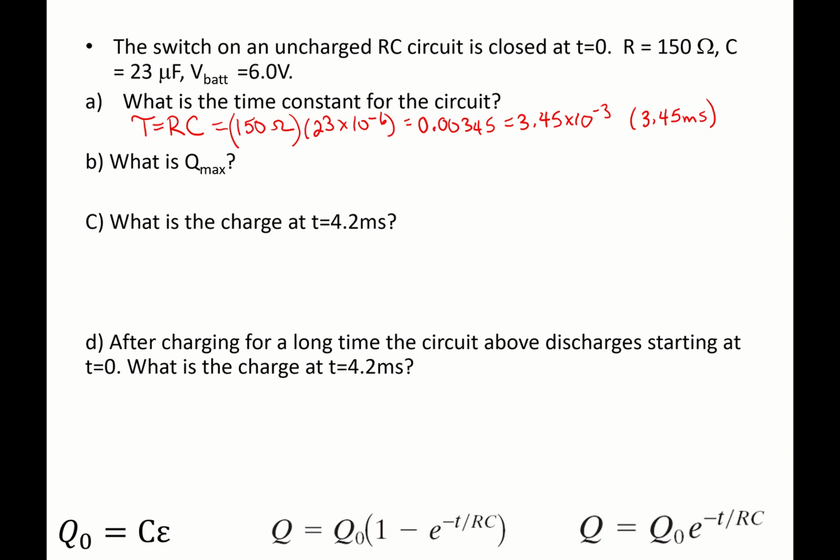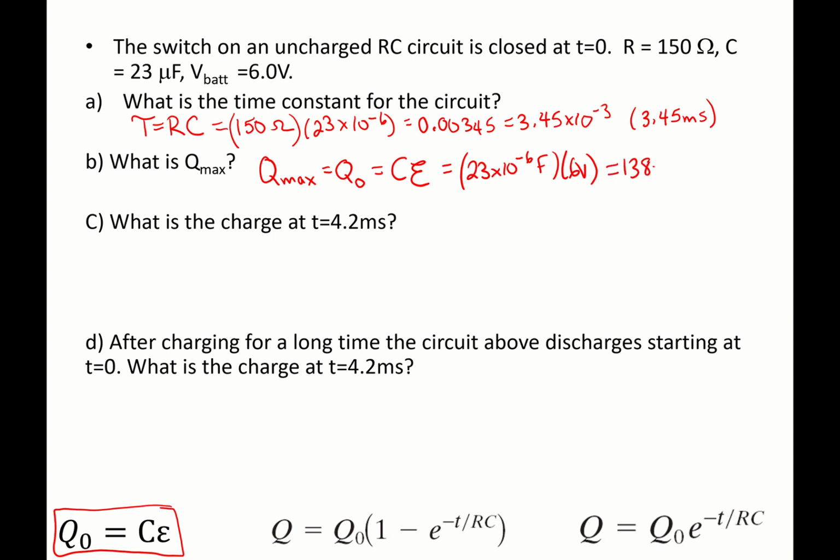What's the maximum charge? Well, the maximum charge on the circuit, that equation is given at the bottom. It's just equal to the capacitance times whatever the voltage is on the battery. So Q max, or Q0, depending which textbook you look at, is C times the battery voltage. So that's going to be 23, and again, I've got to put this into farads. So 23 times 10 to the minus 6 farads times 6 volts. And I get 138 times 10 to the minus 6 coulombs, or 138 microcoulombs.